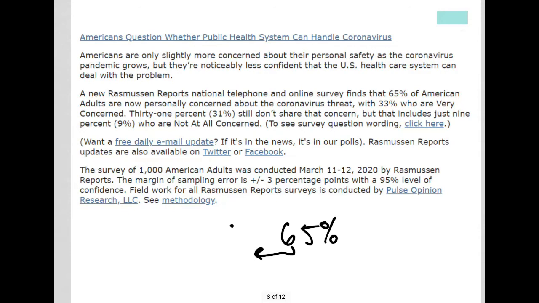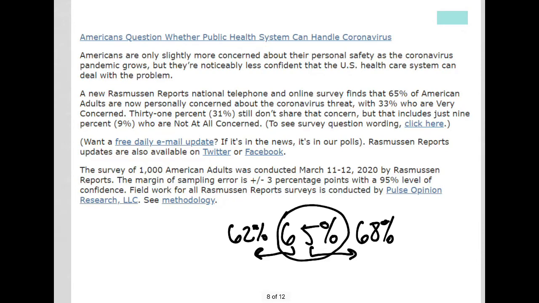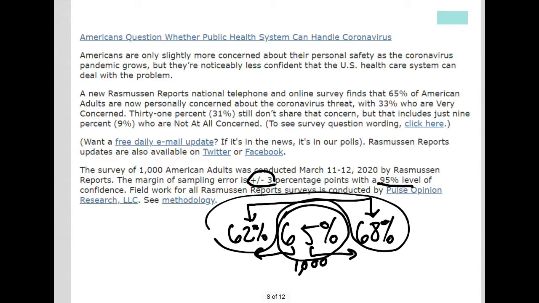So if I go down 3, that'll put me at 62. And if I go up 3, that'll put me at 68. So basically what they're saying is, yeah, their statistic was 65% from their sample of 1,000 people. But they're predicting that they could be off by plus or minus 3 for the entire population. So what they're telling us is that they're 95% confident that the actual percentage of people who are concerned in America are within 62 to 68%. So that's what a margin of error tells us. It tells us basically what they think the entire population's number will be between based off of their sample data.